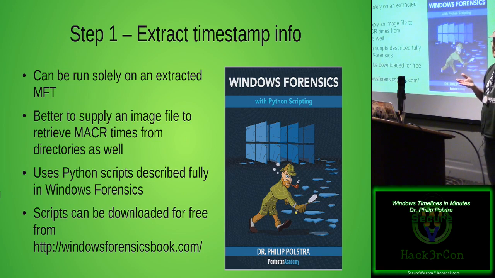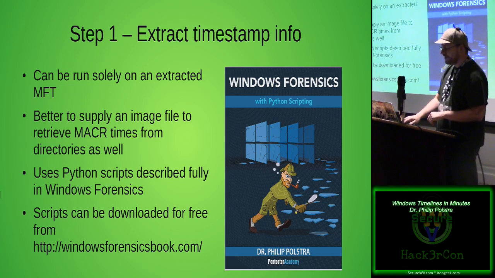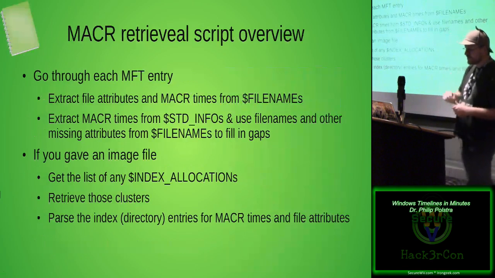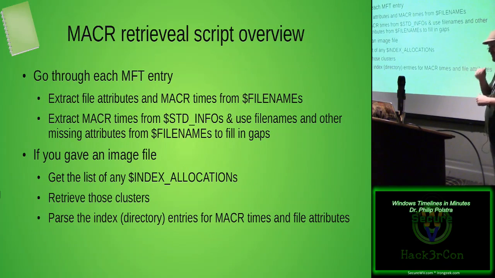You can also supply an image file, and that allows you to get those MACR times out of those index buffer things I was talking about. If you only give me an MFT file, that's all you're going to get: standard information, file name, attributes, and that's it. So that's step one.